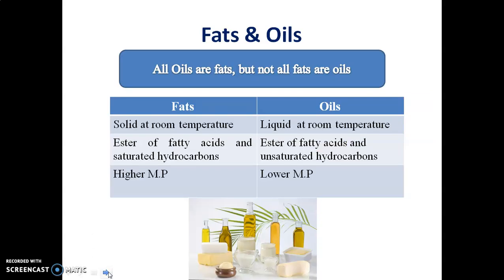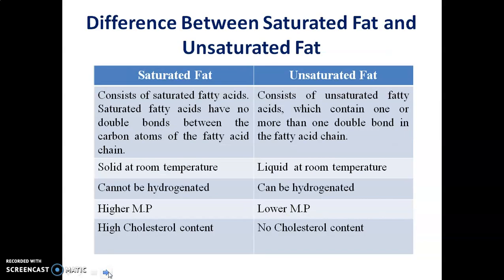All oils are fats, but not all fats are oils. So, let us understand what is the difference between fats and oils. Fats are solid at room temperature, whereas oils are liquid at room temperature. Fats are esters of fatty acids and saturated hydrocarbons, whereas oils are esters of fatty acids and unsaturated hydrocarbons. Fats have higher melting point, whereas oils have lower melting point. So these are some of the points of differences between fats and oils.